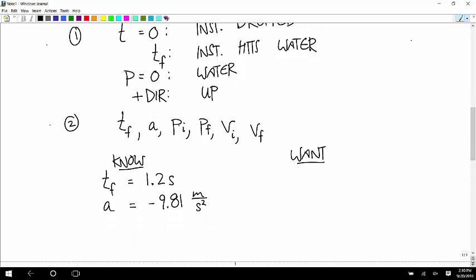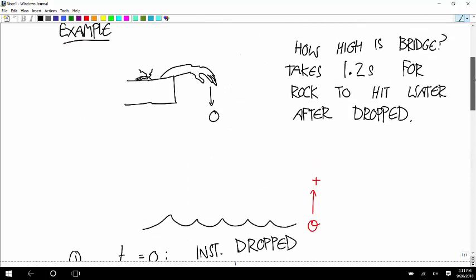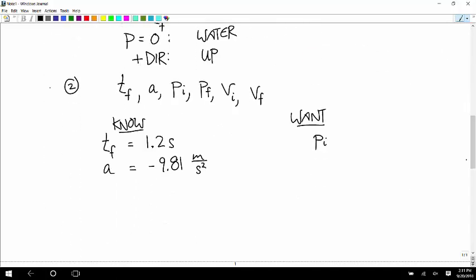Do we know the initial position? We don't know that. That's the thing we want. So see if you can make sense of that. When time is equal to 0, the rock is released from the top of the bridge. And what we want to know is how high the rock is at the instant it's released, because we've chosen the water as our 0. Do we know the final position? 0, yep.